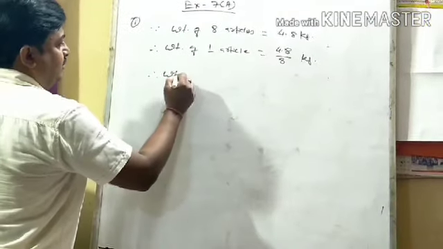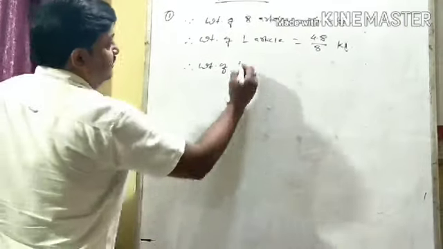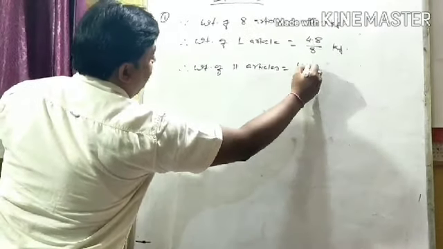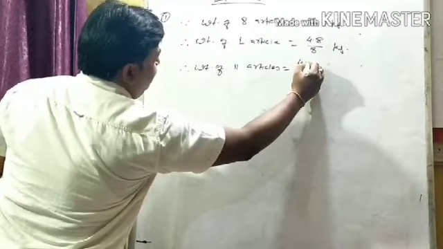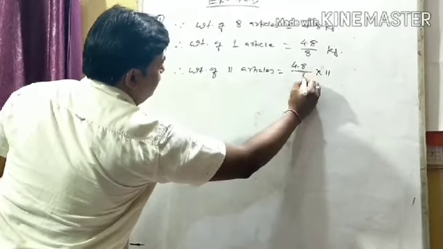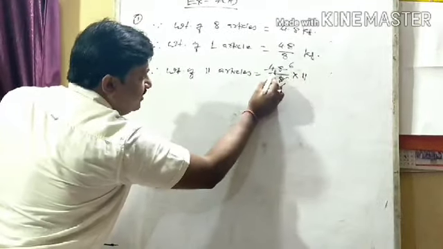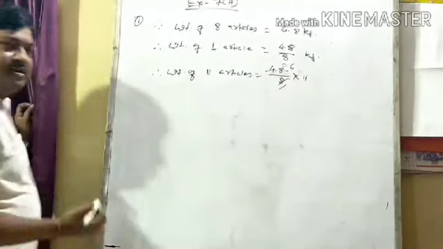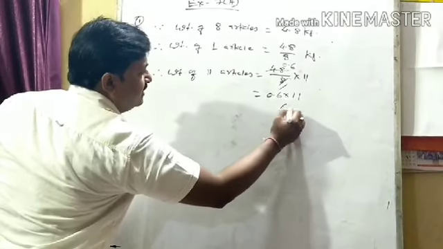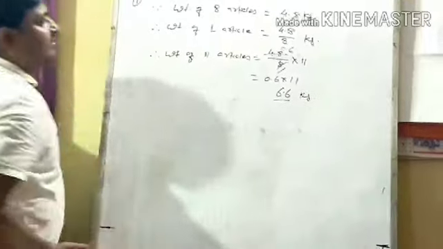Therefore, the weight of 11 such articles is equal to 4.8 by 8 into 11. So 8 1s are 8, 8 6s are 48. Here the decimal point will be transferred. So it is equal to 0.6 into 11. 11 6s are 66. After 1 place the point, it is 6.6 kilogram.